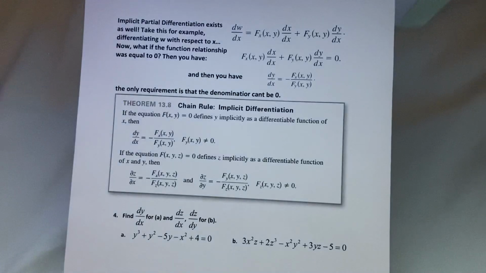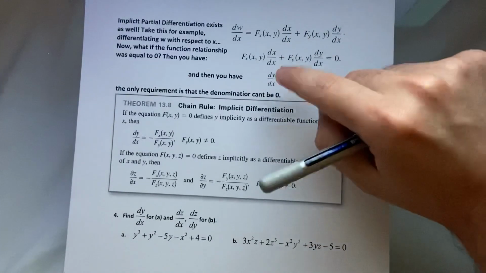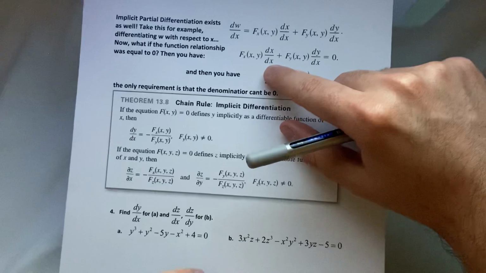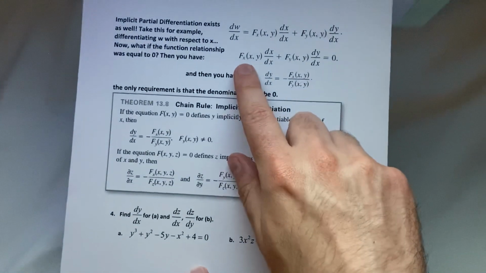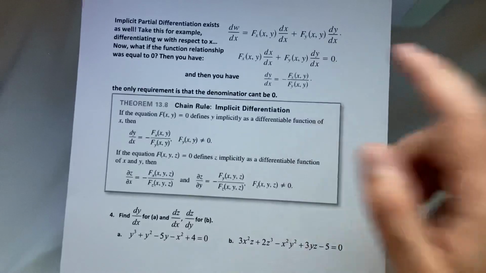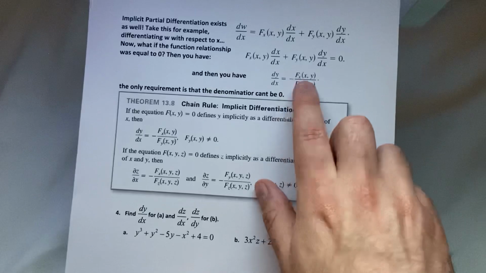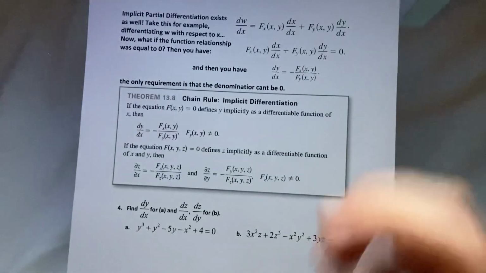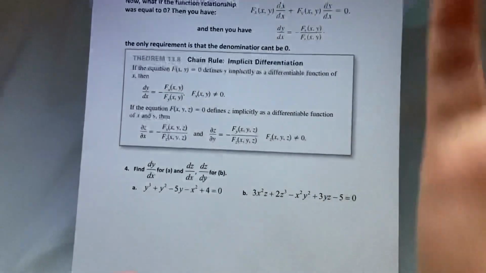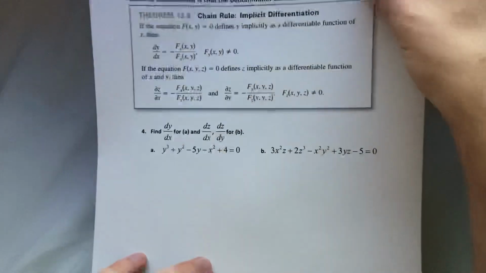What happens here is, well, dx divided by dx should just be 1, the derivative of x with respect to x. So it allows us to move the partial derivative to the other side by subtracting, and then divide by the y partial derivative, so you end up with negative partial derivative of x over partial derivative of y. The only requirement is that obviously you can't divide by 0, so we know that the partial derivative of y can't be 0 for this to work.